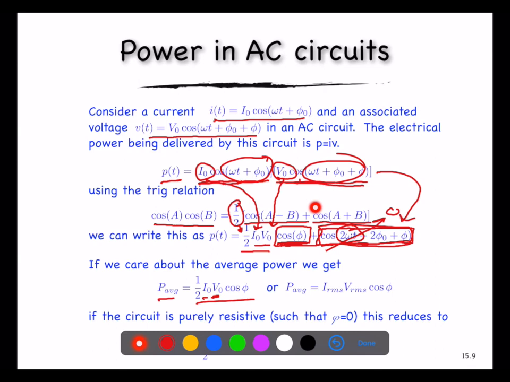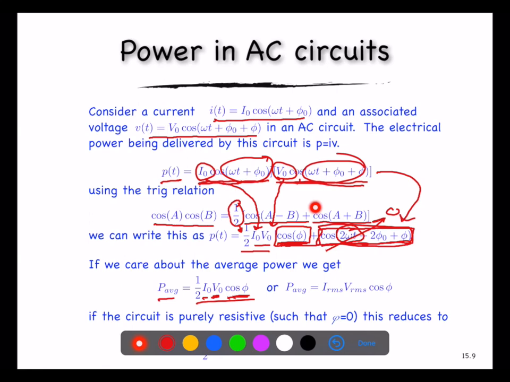Now there's also this cosine phi term, which tells us there's only power being dissipated if the current and voltage are in phase, meaning if they either have the same phase, so they're both varying sinusoidally, or at least they're not 90 degrees out of phase. If phi is equal to 90 degrees, then the power dissipated is 0.